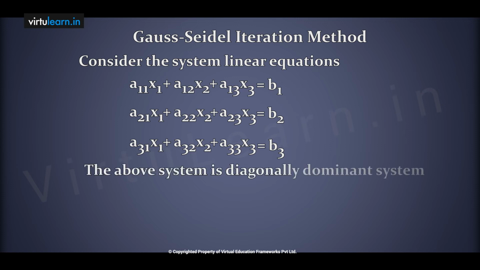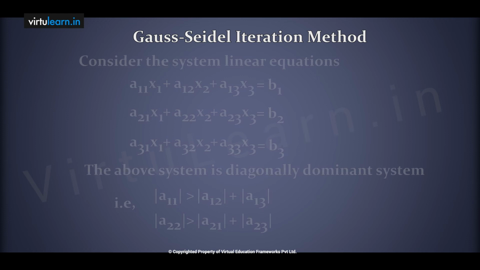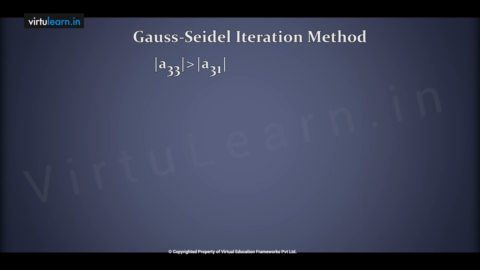The above system is a diagonally dominant system. Diagonally dominant system means modulus of a11 is greater than modulus of a12 plus modulus of a13. Means modulus of the coefficient of x1 is more than the sum of the moduli of the coefficients of x2 and x3. Similarly, modulus of a22 is greater than modulus of a21 plus modulus of a23, and modulus of a33, the coefficient of x3 here, is greater than modulus of a31 plus modulus of a32. Means in the first equation, the coefficient of x1 should be more than the sum of the other coefficients of x2 and x3. In the same way, the coefficient of x2 in the second equation, and the coefficient of x3 in the third equation. This is the meaning of diagonally dominant system.